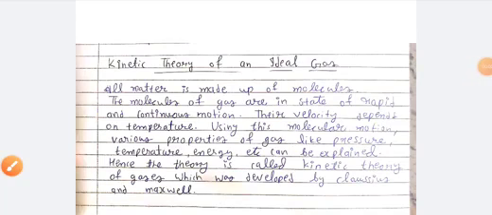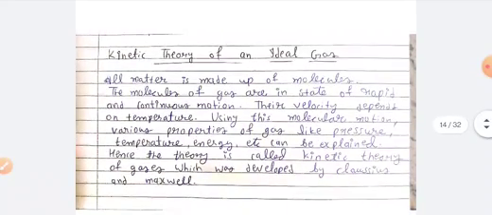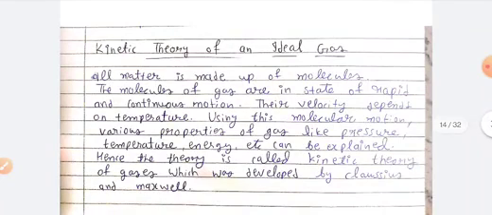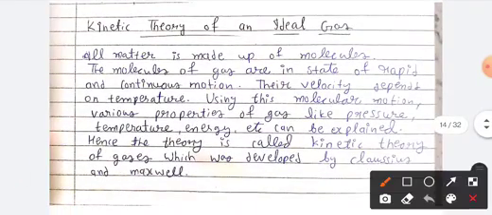Good morning students. Today we are going to discuss the next topic of our chapter, that is kinetic theory of an ideal gas. So all matter is made up of molecules, okay? And the molecules of gas are in a state of rapid and continuous motion. They are in motion. Their velocity depends on temperature.